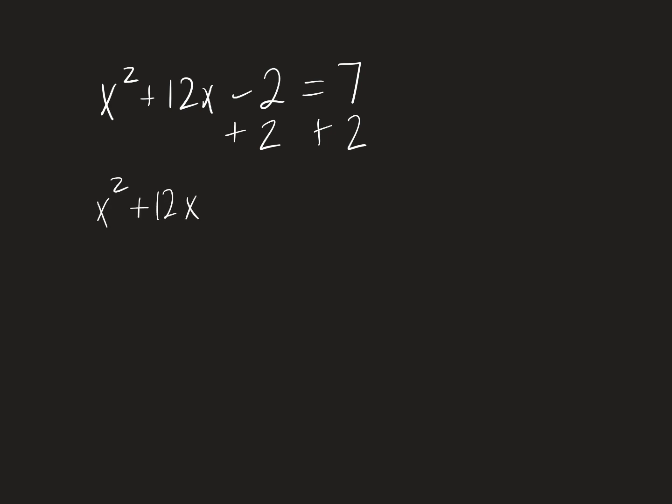Let's say we have x squared plus 12x minus 2 equals 7. So what do we have to do first? Add 2, right? Because we need everything without a variable on the other side. I'm leaving a space so I have room to add stuff, okay? So what do I add to both sides? 12 over 2 squared. 12 over 2 squared, good.